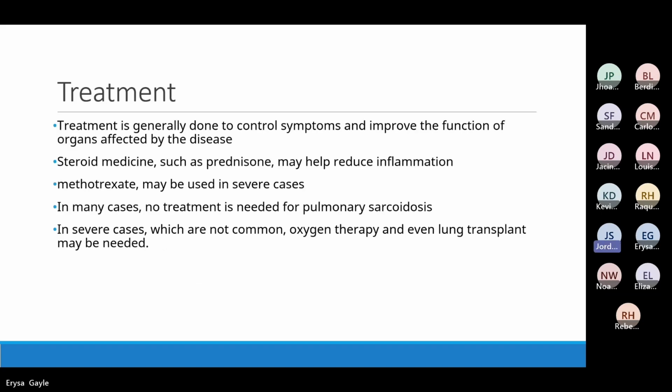So, treatment is generally done to control symptoms and improve the function of organs affected by the disease. They use a steroid medicine known as prednisone, which may help with inflammation. They use methotrexate, which may be used in severe cases. It's not used often. In many cases, no treatment is needed for pulmonary sarcoidosis. In severe cases, which are not common, oxygen therapy and even lung transplant may be needed.